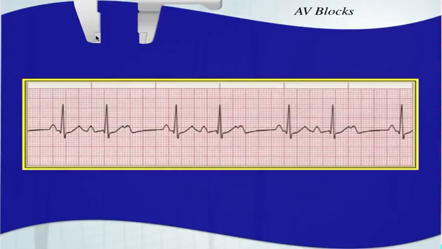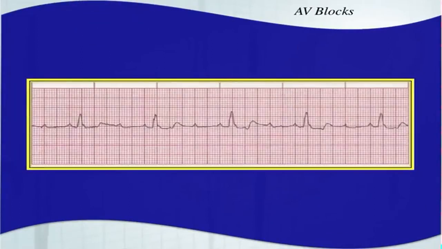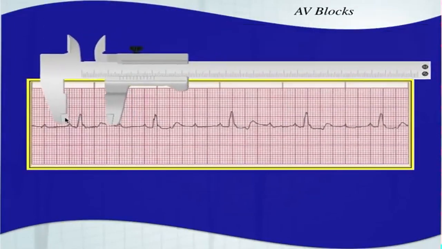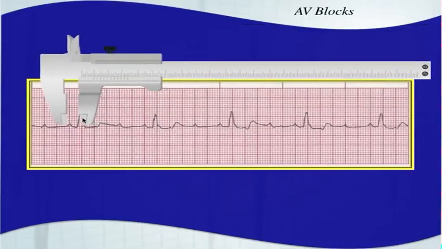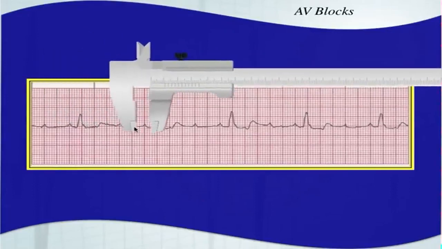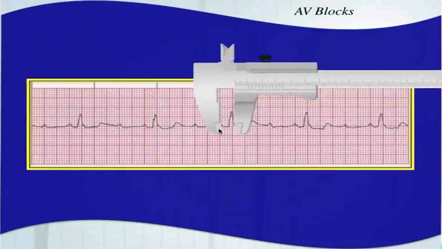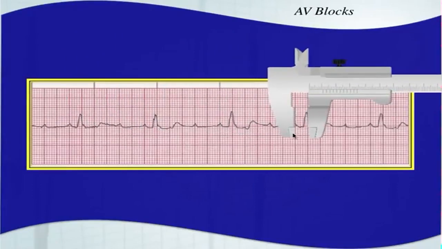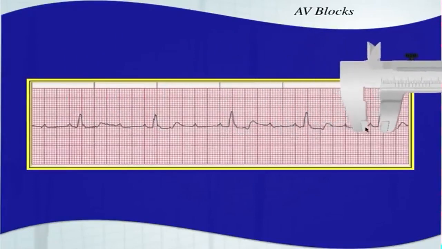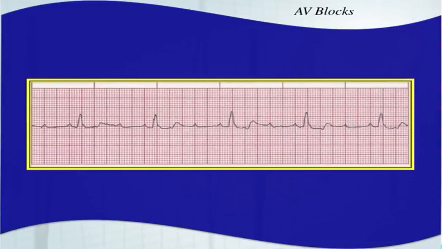Alright, let's look at another one. It's important to look at a lot of examples of these because they're more difficult than pretty much any other arrhythmia. First question again, is our PR interval staying the same? PR interval there, there, and there. I would say yes, that's staying pretty consistent. The second question is, do we have dropped beats? And yes, you do. Those are P waves there.